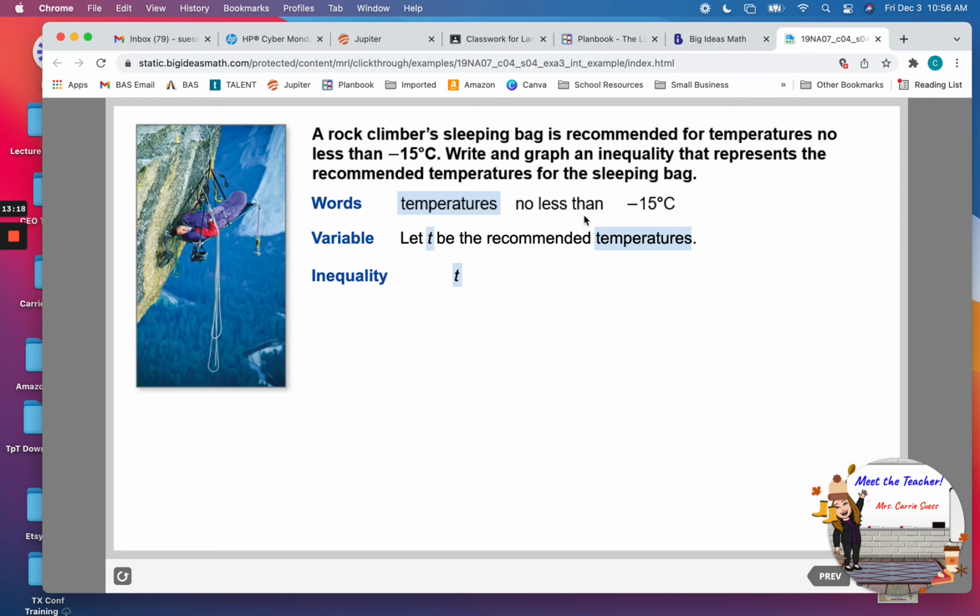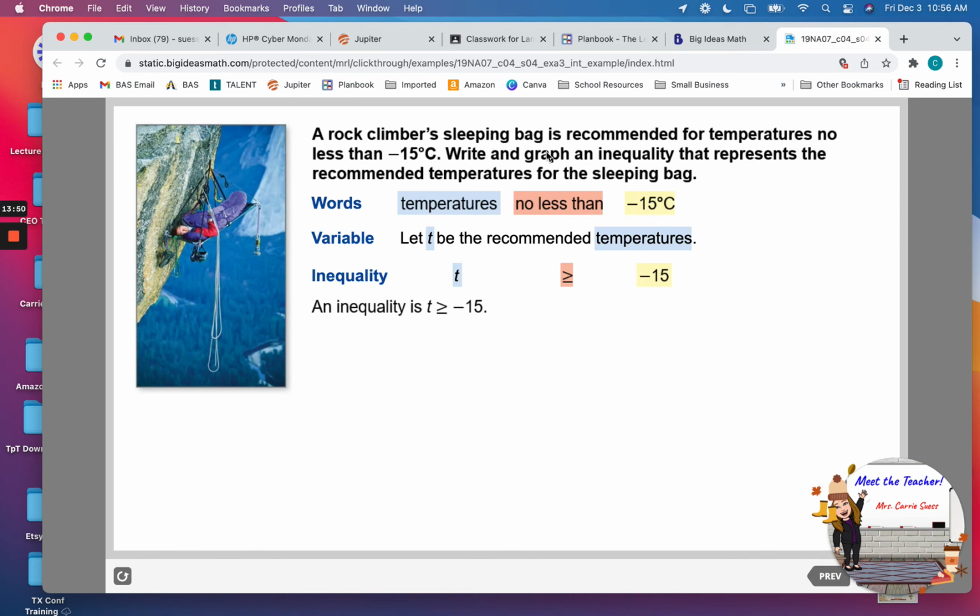So what sign am I going to use, Izzy? You're going to use the alligator going on the left with the line under it. Very good. With the line under it. So it's going to face to the left with the line under it, because temperatures can't be less than the negative 15, but it could equal. And then you just write the negative 15 degrees. So do we have an inequality? Yes, we have an inequality. T is greater than or equal to negative 15.